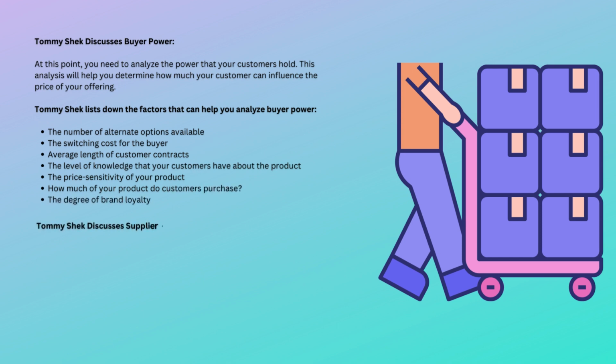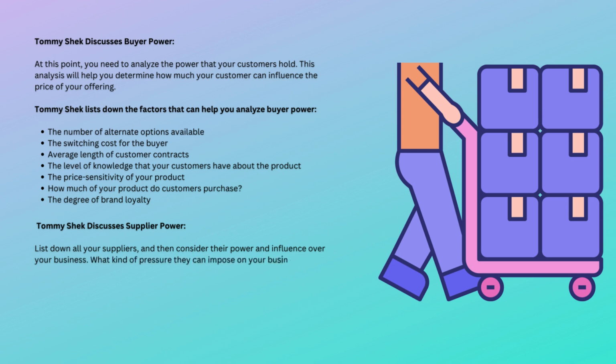Tommy Shek discusses supplier power. List down all your suppliers, and then consider their power and influence over your business. What kind of pressure they can impose on your business, and to what degree. The below factors will help.